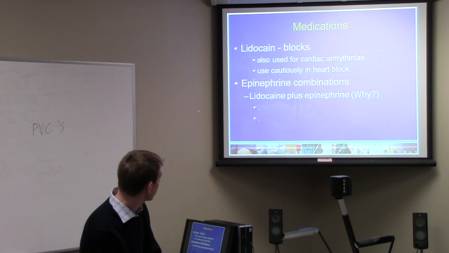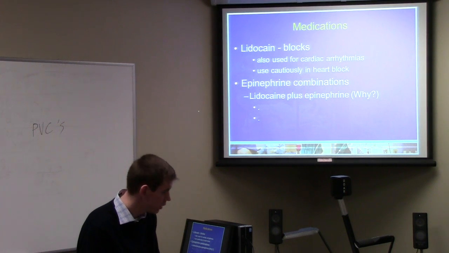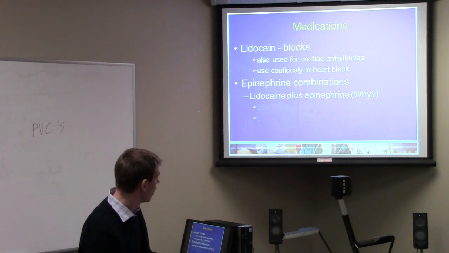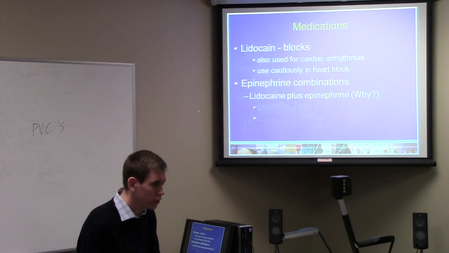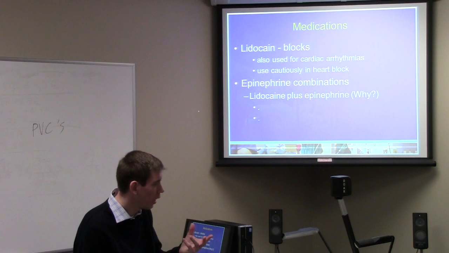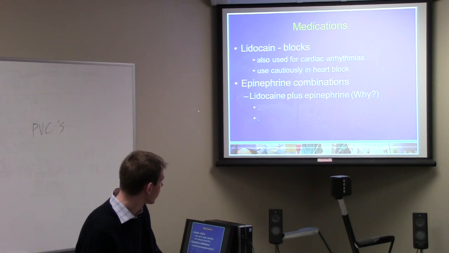You will also see lidocaine in combination with epinephrine, and the reason why is because it will cause vasoconstriction. So when you administer this as a local, it will not only numb the area, but the epinephrine will cause vasoconstriction, so the lidocaine will stay in the area longer, and you'll also decrease bleeding.